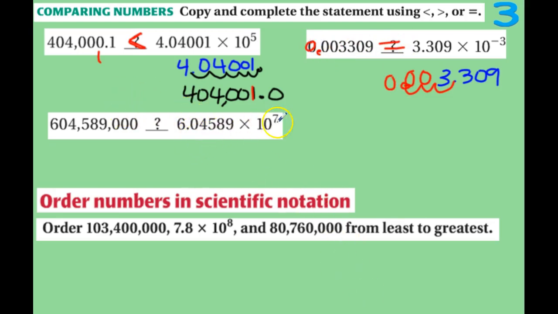Third one like this, we're going to move 7 spots. I'm just going to leave it where it is. 1, 2, 3, 4, 5, 6, 7. So we have 2 zeros on the end there. So this one's 60,000. This one's 604,000. So we know this one on the left is bigger.